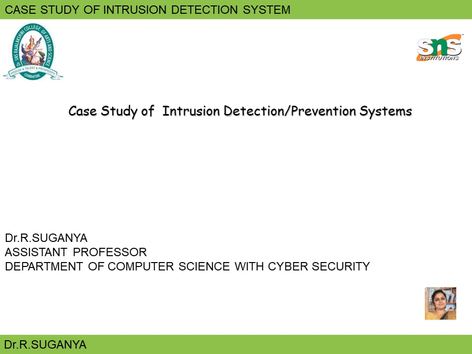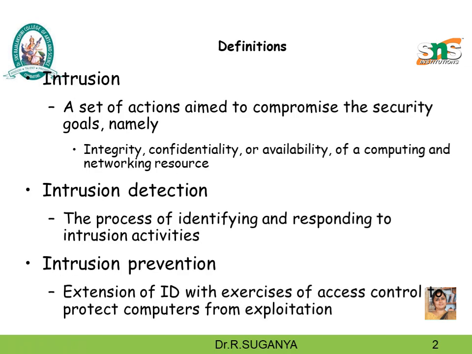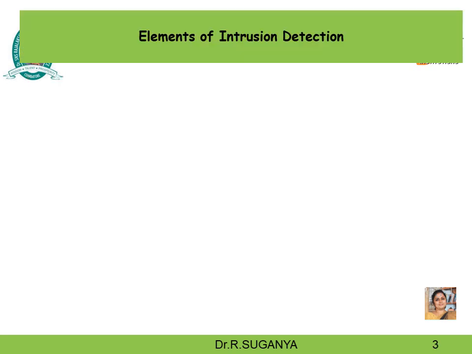Today we are going to see the case study of intrusion detection system. Definition: an intrusion is a set of actions aimed to compromise the security goals, namely integrity, confidentiality, or availability of a computing or networking resource. Intrusion detection is the process of identifying and responding to intrusion activities. Intrusion prevention is an extension of ID with exercises of access control to protect the computers from exploitation.